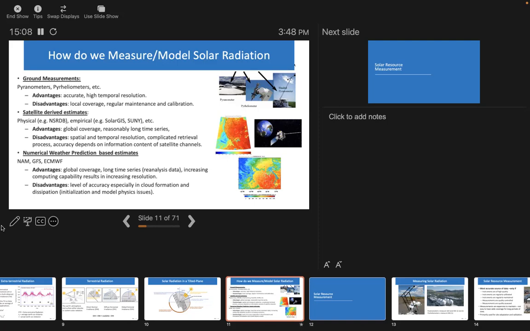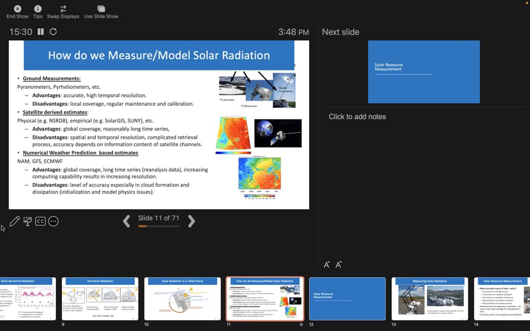Then there's satellite derived, which has big advantages. There are, again, multiple types of satellite models. There are empirical models, there are physical models. I won't go into details right now, but nevertheless, there's a big advantage: you can cover the whole globe. But there are some disadvantages to that. It's a complicated retrieval process, so of course, the uncertainty is a little higher.